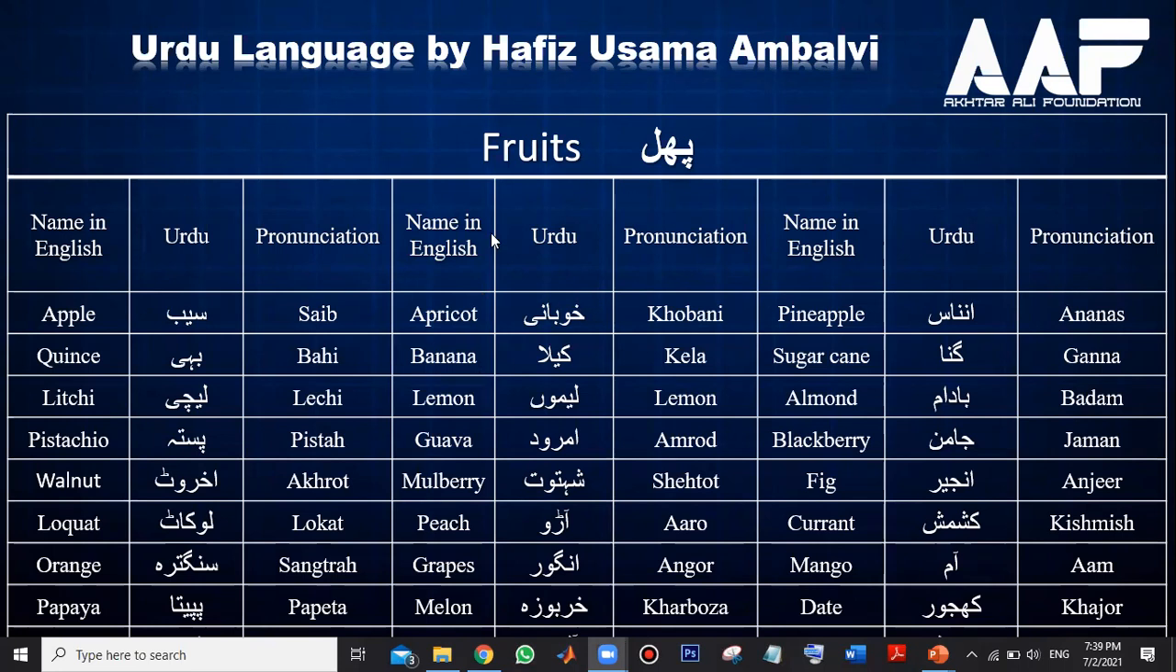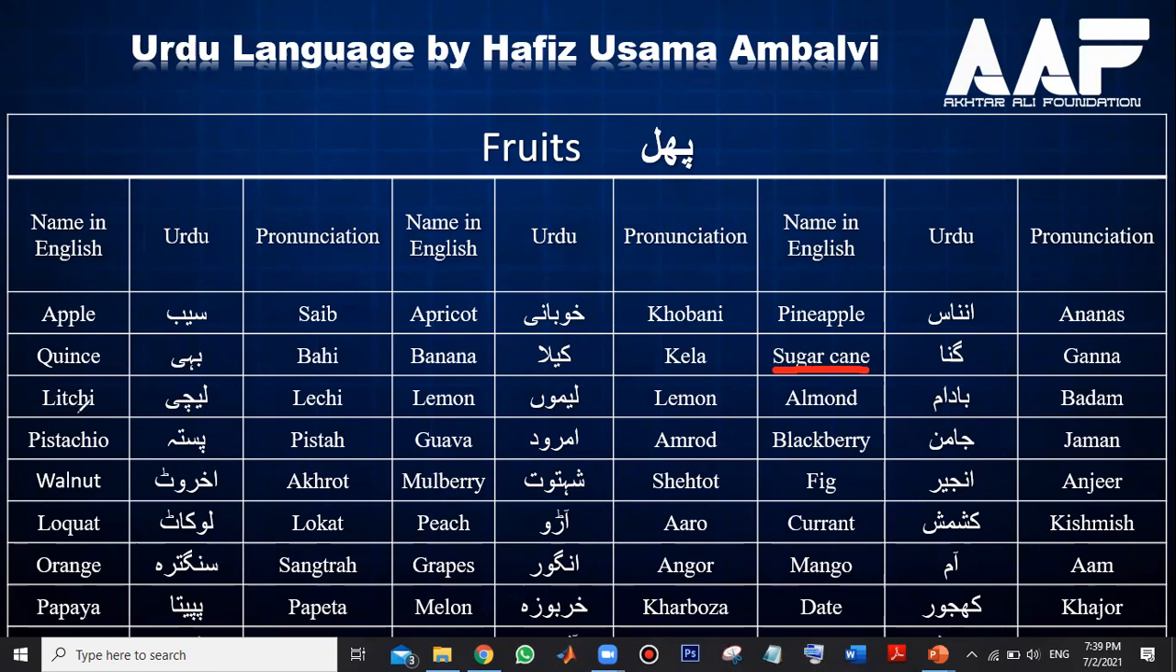And for banana, we say kela. And then we have ganna, it's sugar cane. You know sugar cane, right? Yes. Okay, ganna.